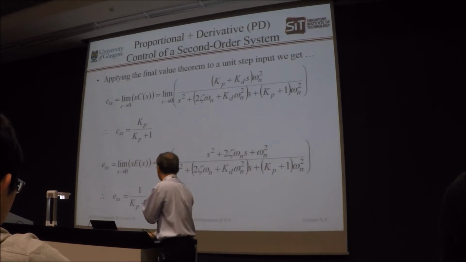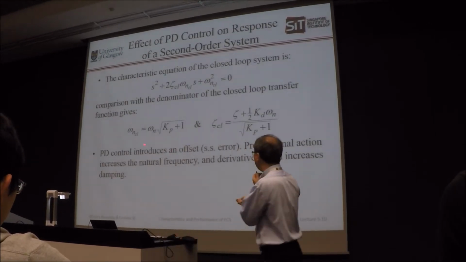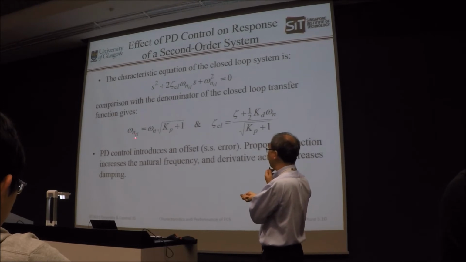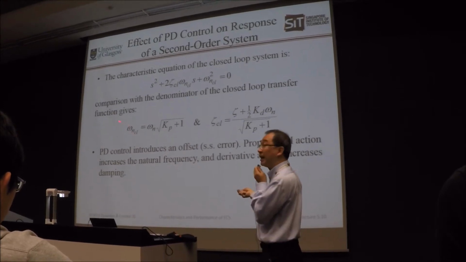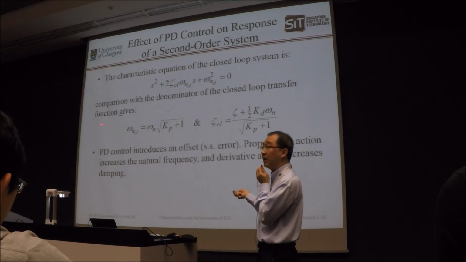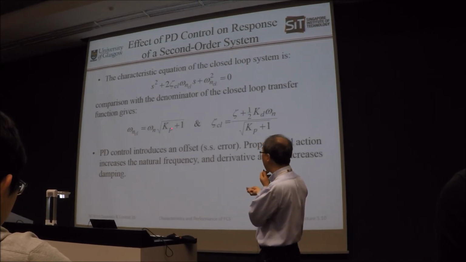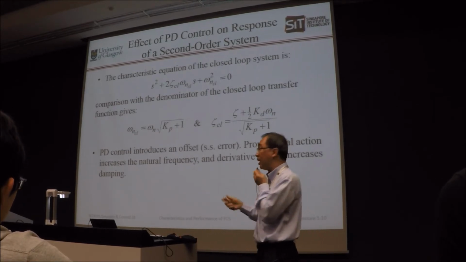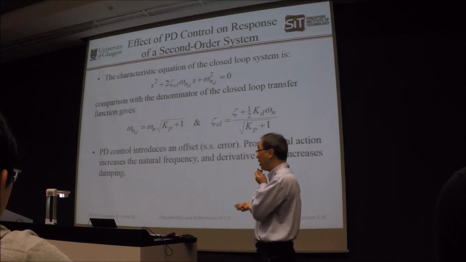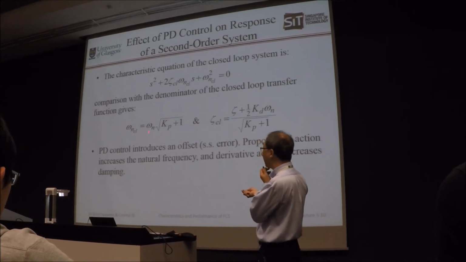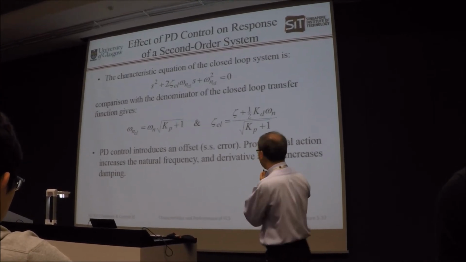So in this case, you can see your closed loop omega n. What happens to your omega n? You can see that closed loop omega n is going to be larger than your open loop omega n, right? Because omega n closed loop is omega n multiplied by the square root of Kp plus 1.